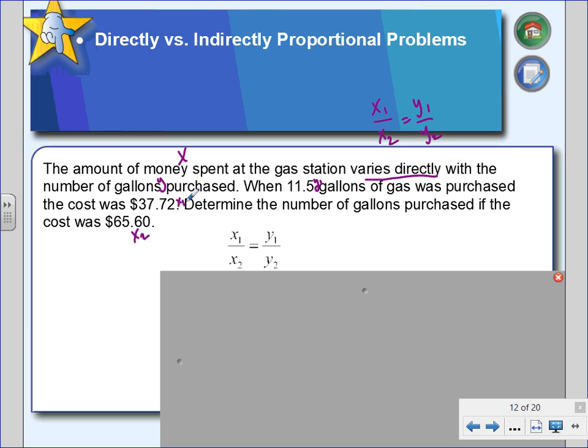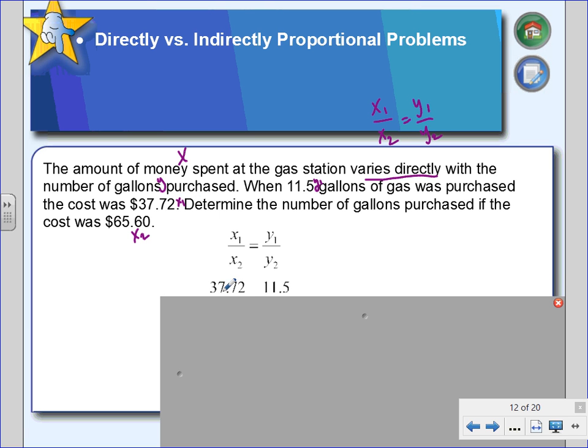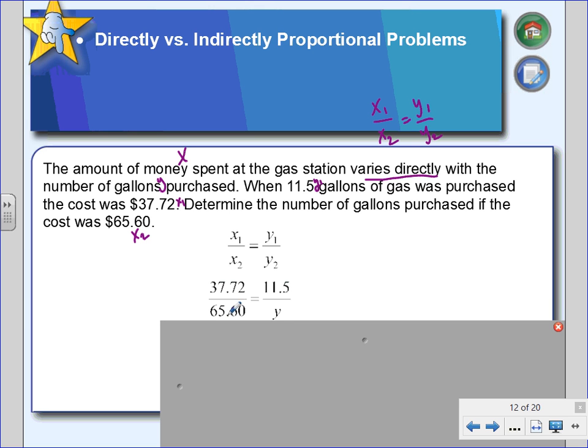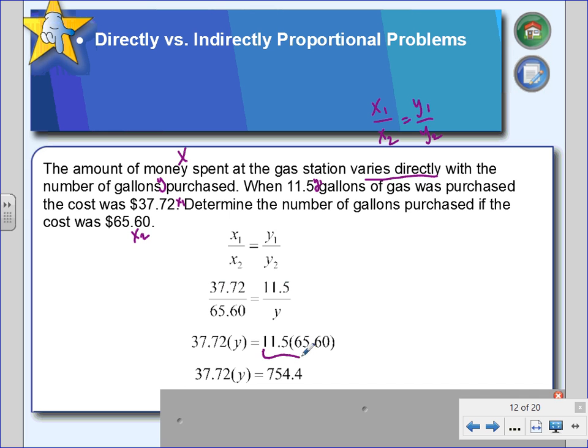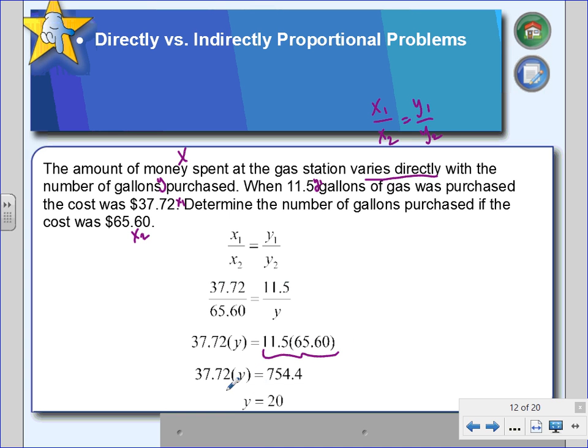So filling this in, we know we're using the varies directly proportion setup. And x1 should be our price of $37.72, and x2 is the other price of $65.60, with y1 being 11.5 gallons. From here, cross multiply, simplify, and divide both sides by your $37.72 to isolate and get y to be 20. And y's variable was gallons, so this should be 20 gallons.